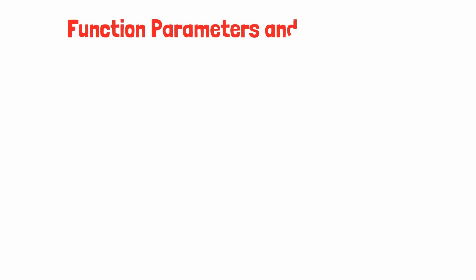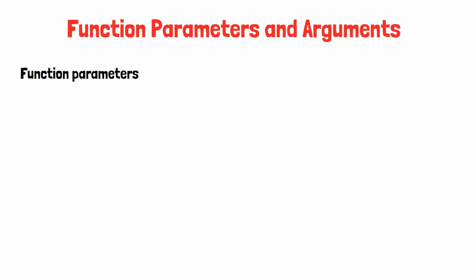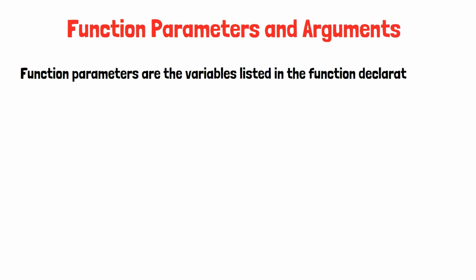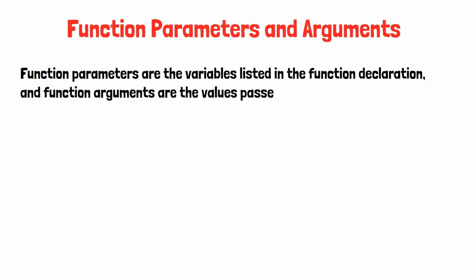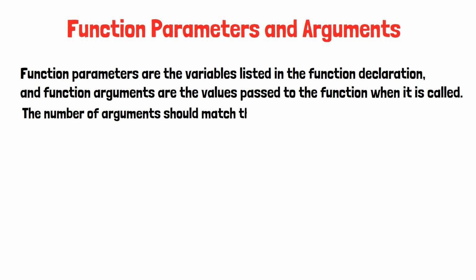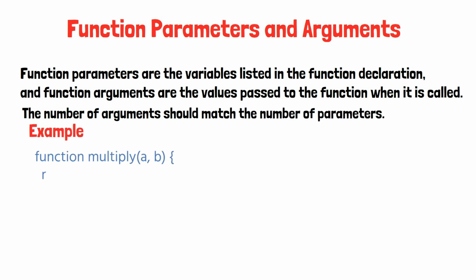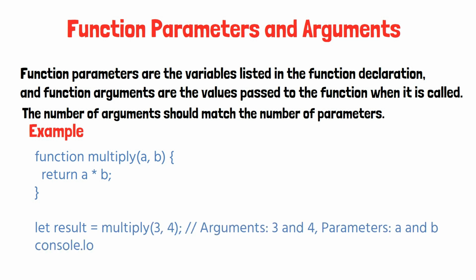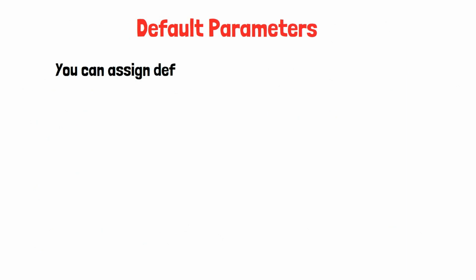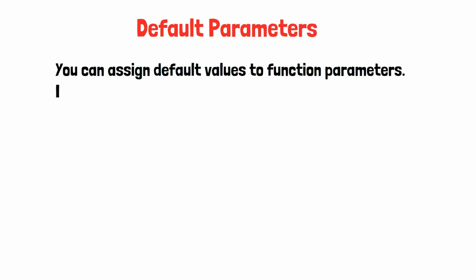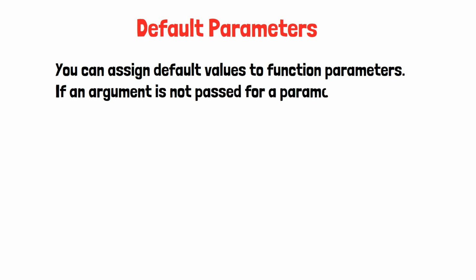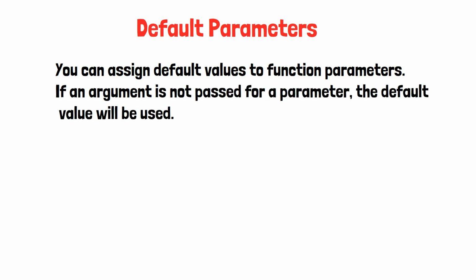Function parameters and arguments. Function parameters are the variables listed in the function declaration, and function arguments are the values passed to the function when it is called. The number of arguments should match the number of parameters. Default parameters. You can assign default values to function parameters. If an argument is not passed for a parameter, the default value will be used.